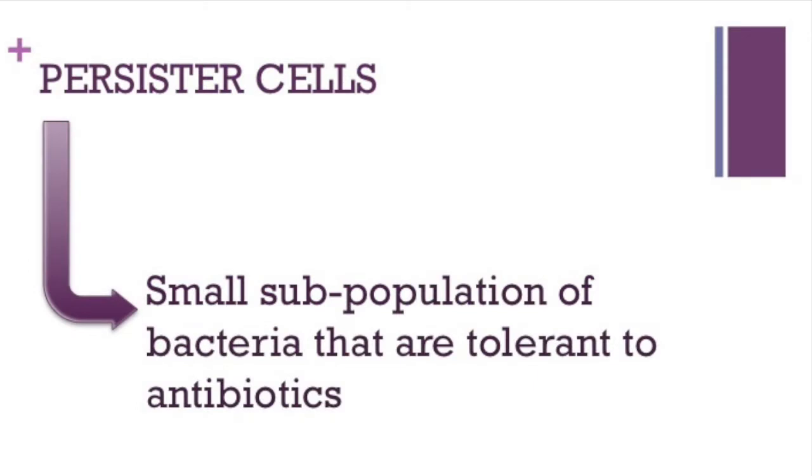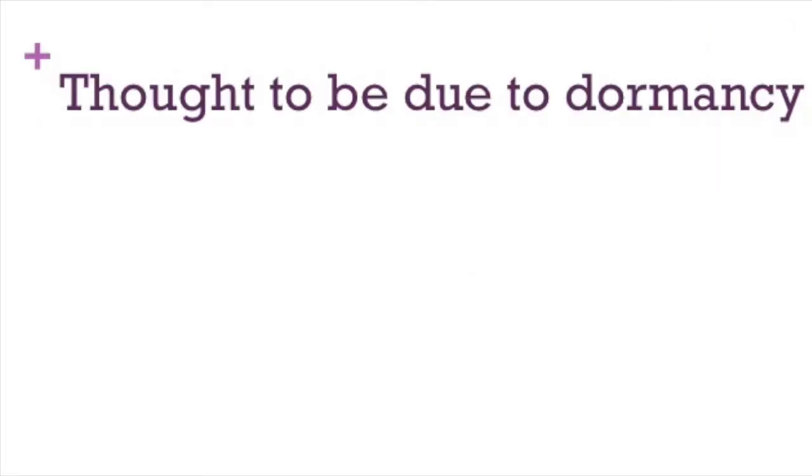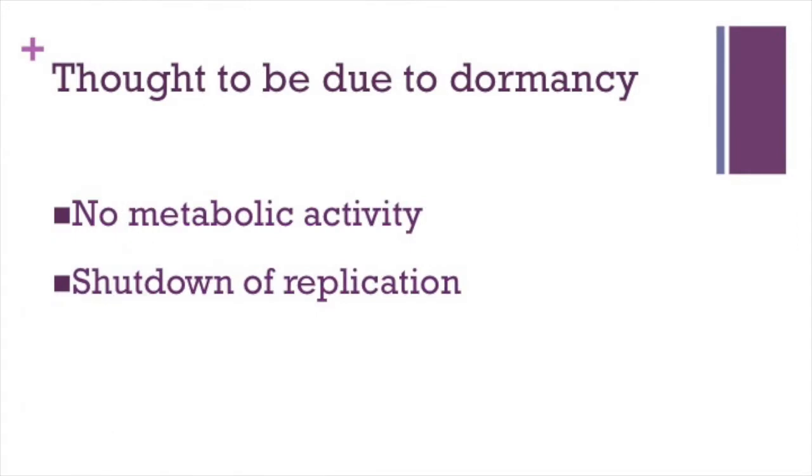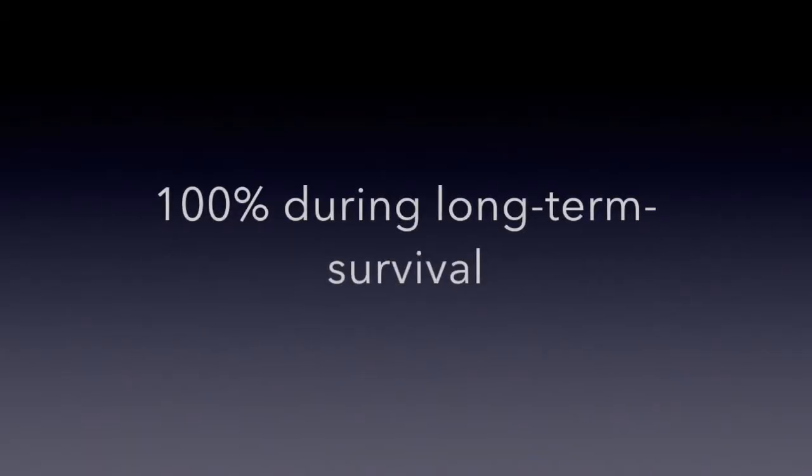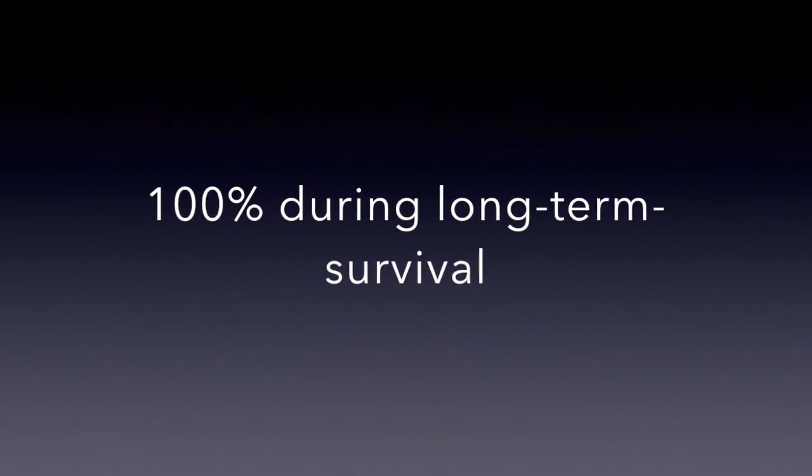Persister cells are defined as a small subpopulation of bacteria that are tolerant to antibiotics. Tolerance to antibiotics is thought to be due to persister cells being dormant, characterized by a minimal to no metabolic activity and a shutdown of replication. It has been demonstrated in the Knabel lab that the frequency of persister cells reaches 100% in the long-term survival phase in Listeria monocytogenes.